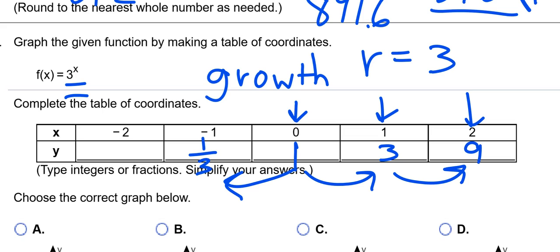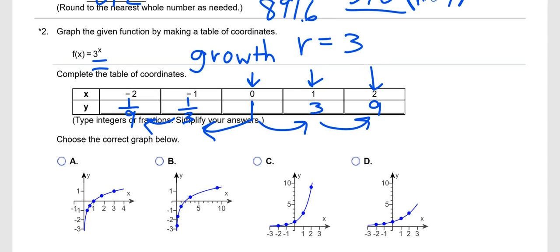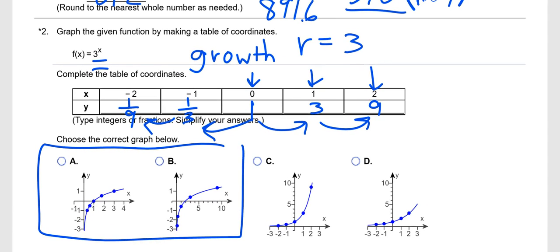Divide by 3. Right? 1 divided by 3. And to go backwards again, you would divide by 3 again, giving you 1 over 9. It's the same idea that we had with our sequences. Now, I know that A and B are wrong, folks. I know that A and B are completely wrong.